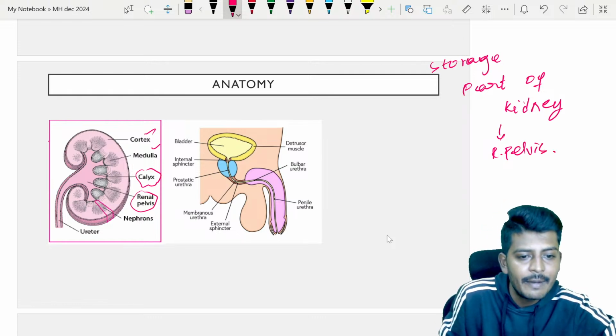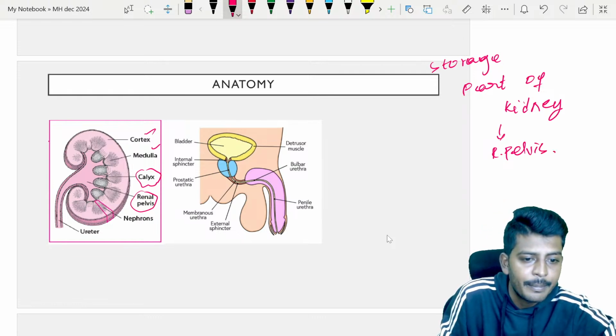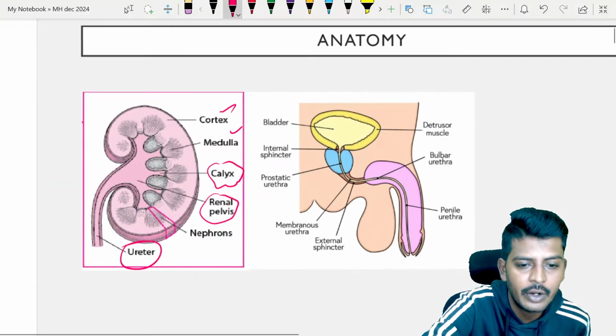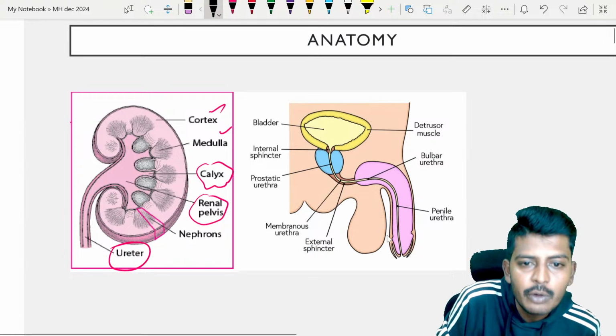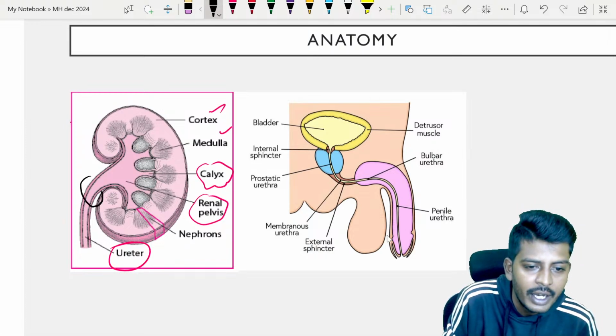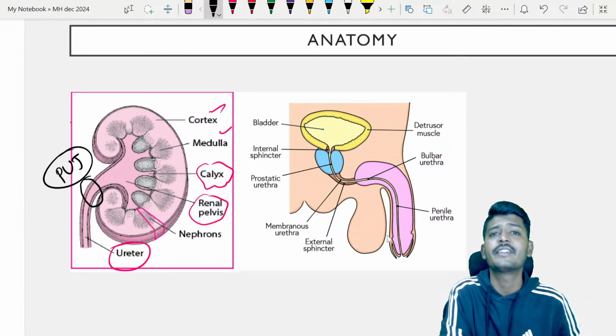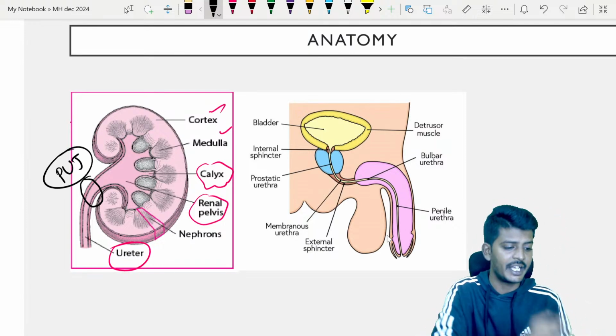Now this renal pelvis, my dear students, joins with a structure called the ureter. The place where the ureter and renal pelvis join is called the PUJ, the pelvic ureteric junction.